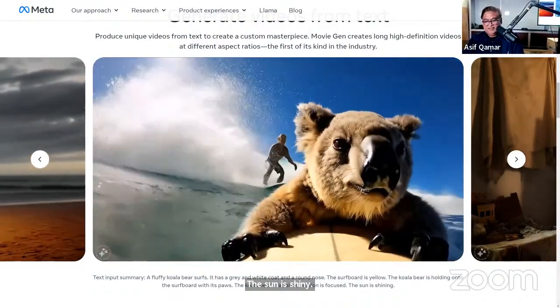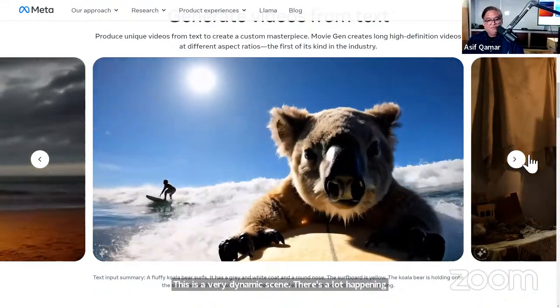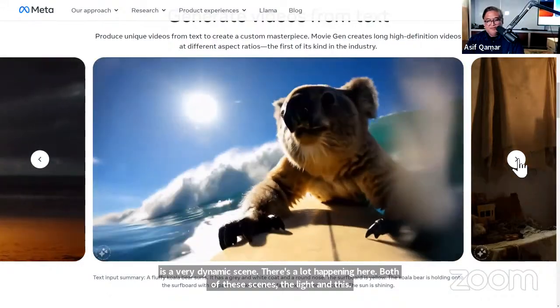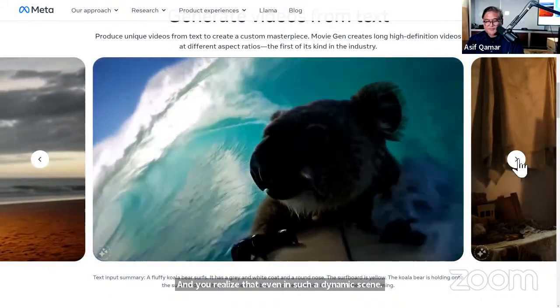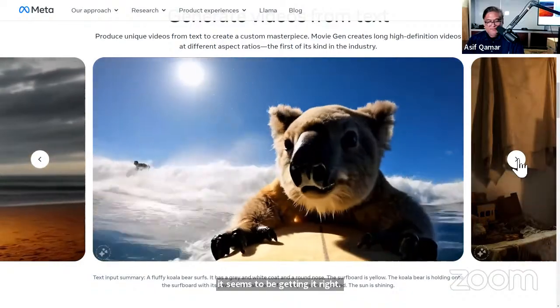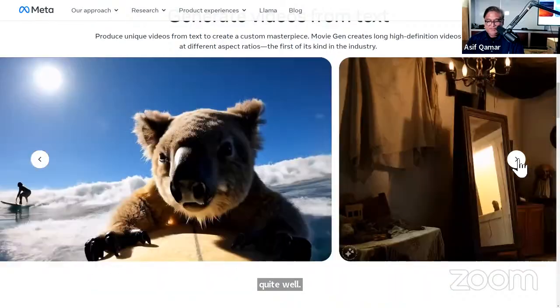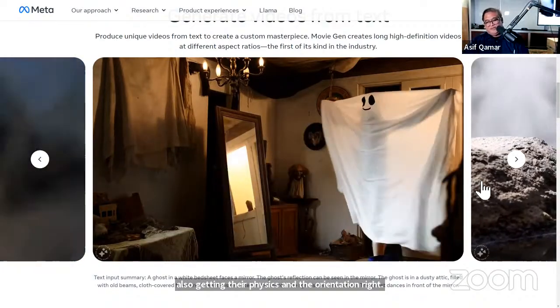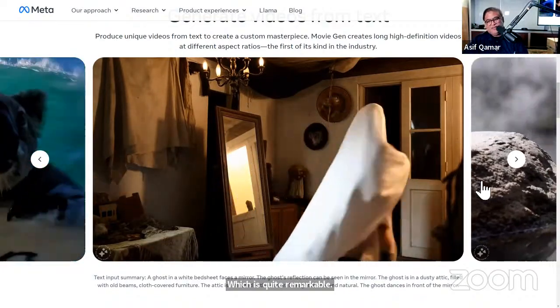Both of these scenes, the light and this. And you realize that even in such a dynamic scene, it seems to be getting it right quite well. And also getting the physics and the orientation right, which is quite remarkable. Now, each of these pictures, I suppose, is trying to bring about a technical point.